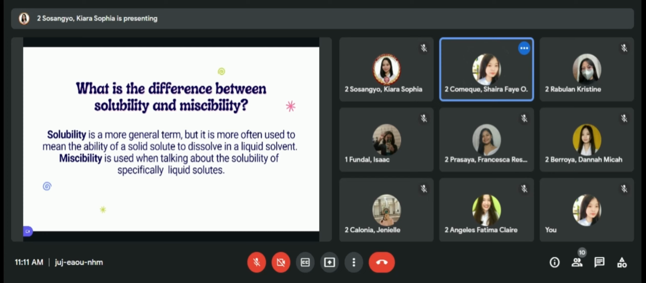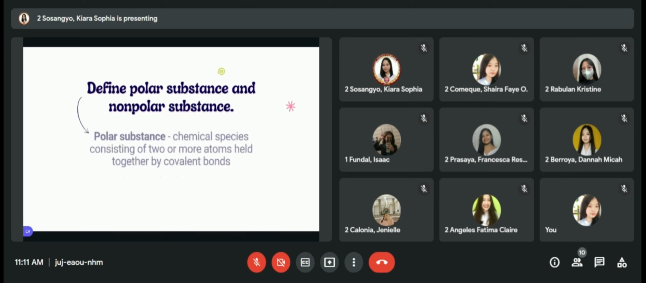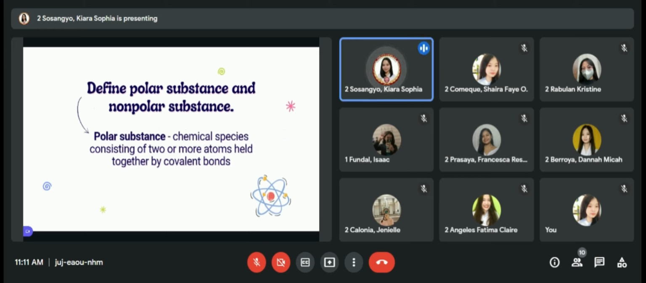Define polar substance and nonpolar substance. Polar substances can be defined as chemical species consisting of two or more atoms held together by covalent bonds that are polar due to the unequal sharing of electrons. In terms of solubility and miscibility, polar substances can only be dissolved or mixed with polar substances. So, polar to polar.